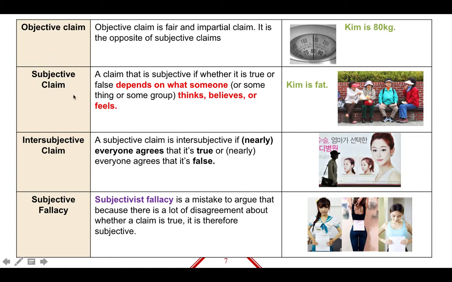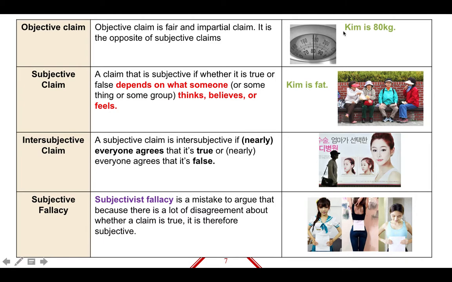So subjective claim is a claim where whether it's true or not all depends on one person, what a person thinks, or even some group, a bunch of people, what they think, what they believe, and what they feel about it. So it's very subjective. Now let's take a look at objective claim. Objective claim is the opposite of subjective. There is no gray area. It's very absolute. It's very fair and impartial. Therefore, it's objective. Now let's take a look at the example here.